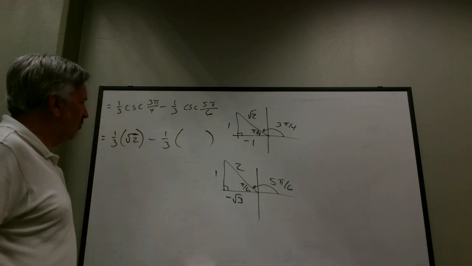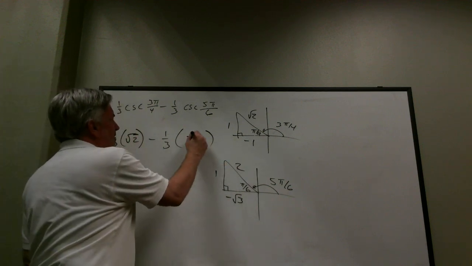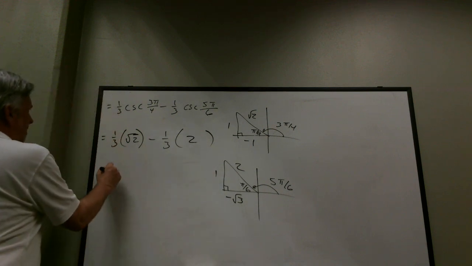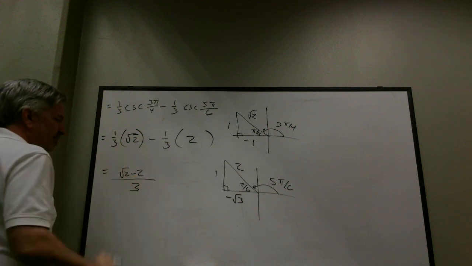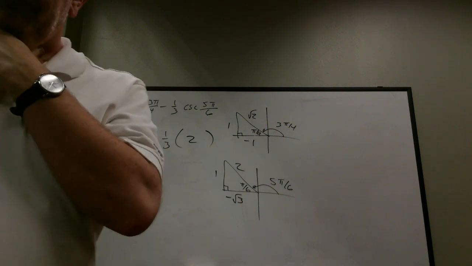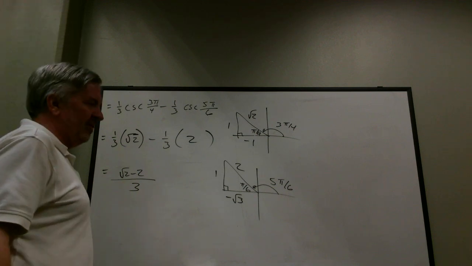Okay, so what's the cosecant of this? It's hypotenuse over opposite, 2 over 1. So it looks like I'm getting square root of 2 minus 2 over 3. And that's the answer.